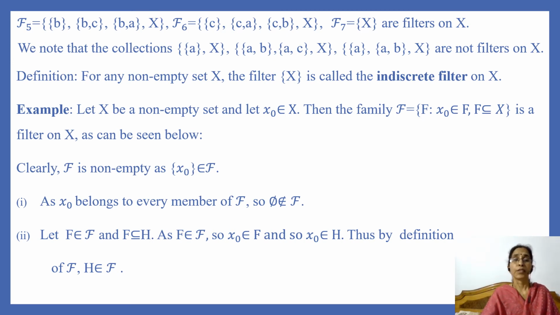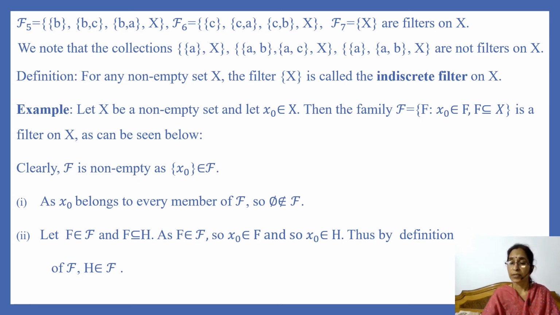Now we have a definition. For any non-empty set X, the filter containing the whole set X is called the indiscrete filter on X. That is, in the above example, we can say that F7 is the indiscrete filter on X. Now we shall consider some examples. Let X be a non-empty set and let X naught belong to X. Then the family F containing all F such that X naught belongs to F and F is a subset of X is a filter on X, as can be seen below.